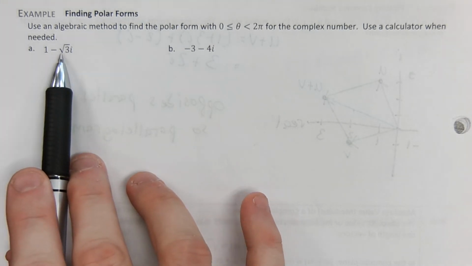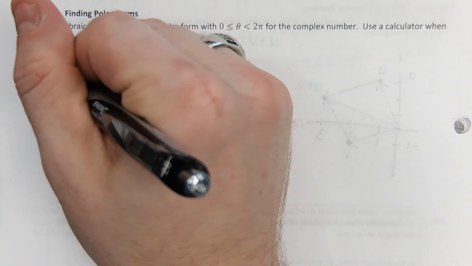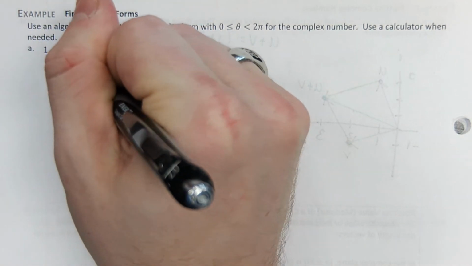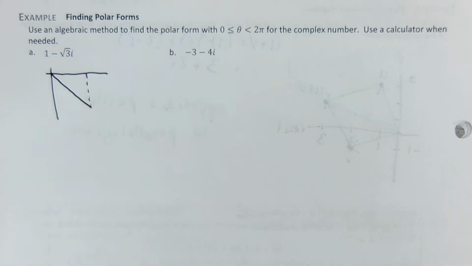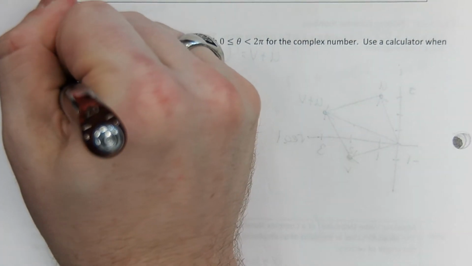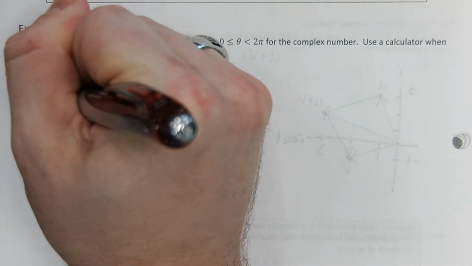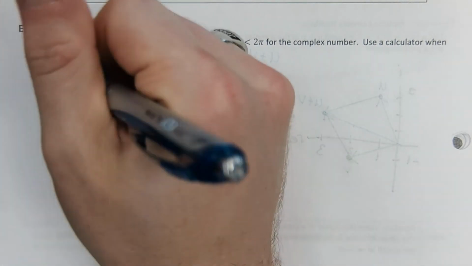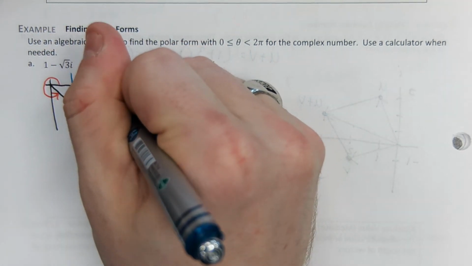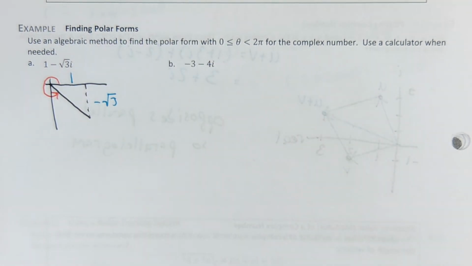1, negative root 3. That's going to be in quadrant 4. Picture not drawn to scale. The only thing we have to do is we have to make sure that our theta is a positive number, so it's actually out here. That's theta. But what we know is this side has a length of 1, and this side has a length of negative root 3. So what is the size of the radius?